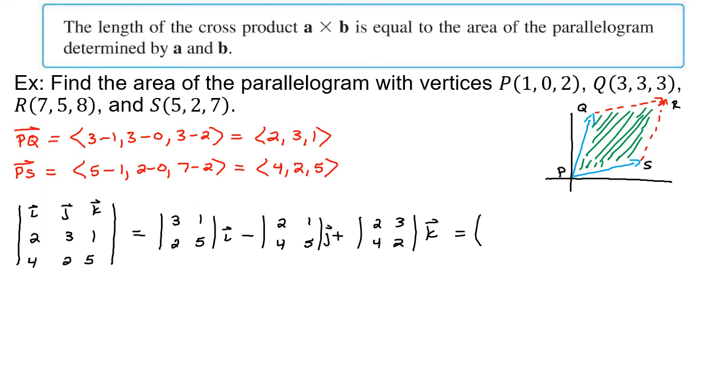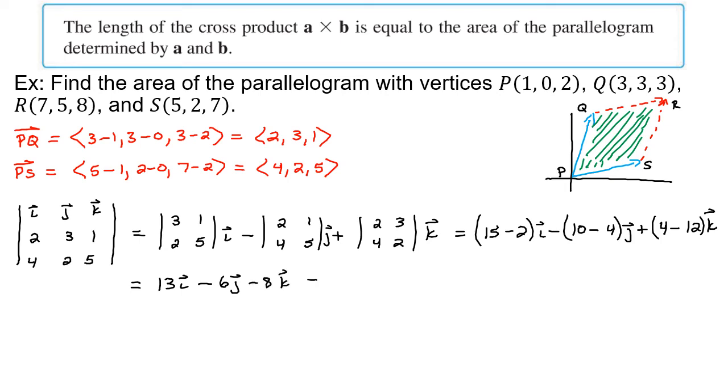And so I'll have 3 times 5 is 15 minus 2 times 1 is 2 on the I. On the J, I'll have 2 times 5 is 10 minus 4 on the J. And then on the K, I'll have 4 minus 4 times 3 is 12 on the K. So this is 13I. 10 minus 4 is 6, so I'll have a negative 6J. And 4 minus 12 is negative 8, so I have a negative 8K. Or you could write it as 13, negative 6, negative 8, if you would like to write it that way.